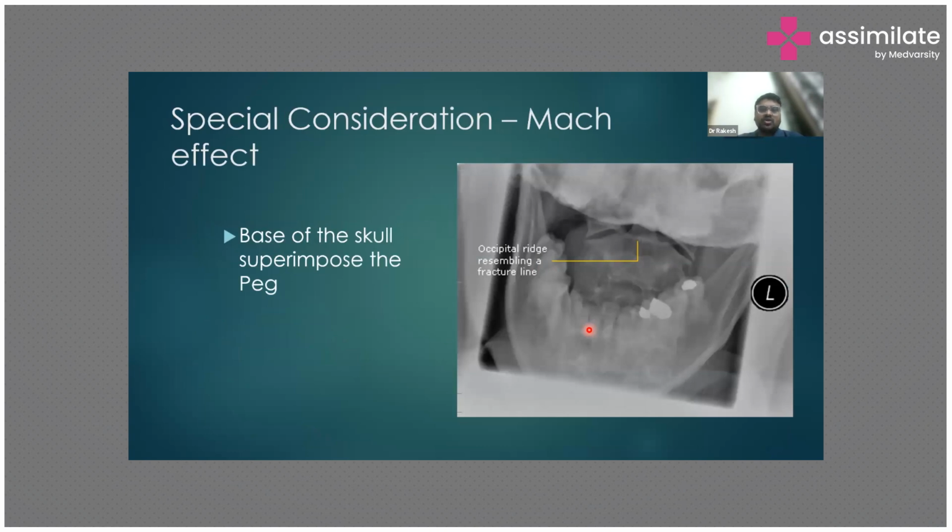Now, there is something called a Mach effect, where you may feel that this is the fracture of the odontoid peg, but this is actually the base of the skull superimposing upon the peg. So this is your open mouth view, and this is your base of the skull that is superimposing on the base of the odontoid peg.